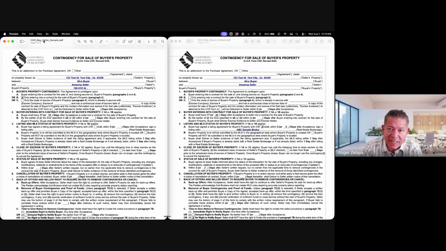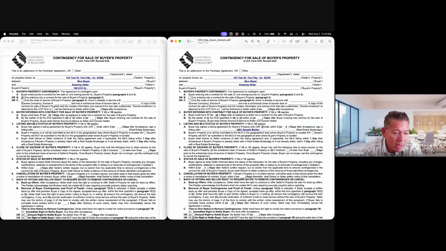In this case, we're representing the seller. In this case, on the right, we're representing the buyer. Let's see. Okay. And you notice that some of the check marks on the seller are here, right? And I want the buyer to only enter into a contract for the sale of the buyer's property, meaning that if you enter into escrow, we're moving forward to close. Well, that's if I represent the seller, because I want to make sure that everything moves along.